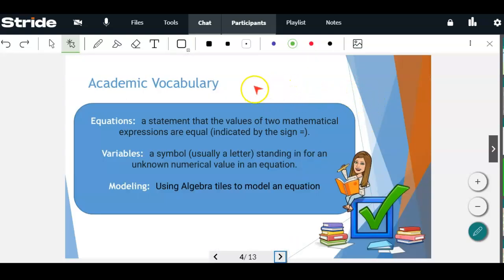Academic vocabulary. So this you already have. We've gone over this, and it's also in the Unit 2 notebook, so make sure you have this. We have equations, variables, modeling. This is actually new right here, sorry. Modeling, we're going to use what's called algebra tiles to model an equation.